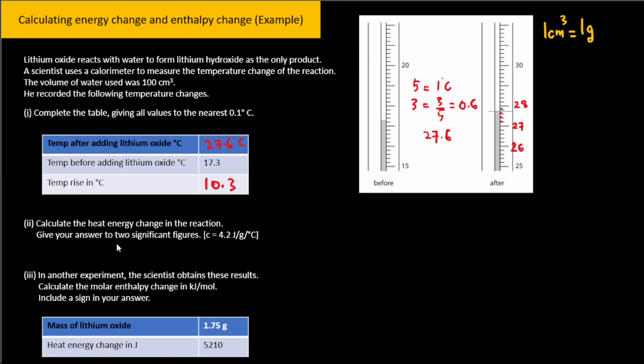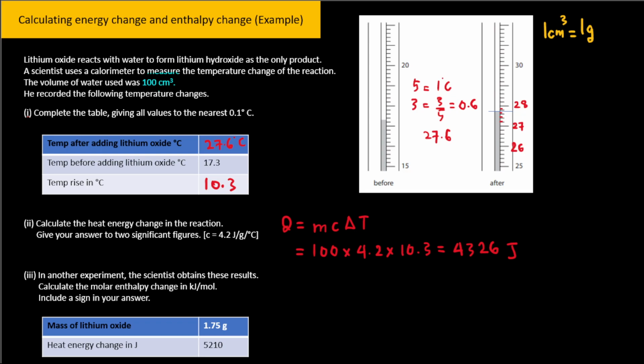All right, calculate the heat energy change in the reaction. If you remember the equation, Q equals mc delta T. Your mass should be the mass of your water, which they give you here as 100 centimeter cube, so it should be 100 grams, multiplying with 4.2, which is your constant, and the change in temperature, which is 10.3. From here you should get 4,326. Okay, this would be joules.